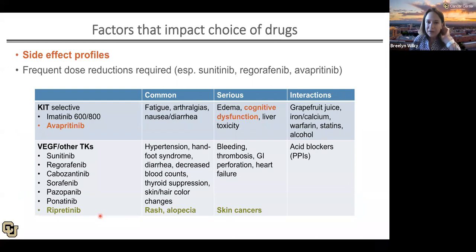The other factors that impact our choice of drugs include side effect profiles. And so again, this is just a summary. Most of you know this. Looking at the differences between KIT selective drugs, so imatinib, especially at higher doses, and our new player avapritinib, compared to the other TKIs that are a little bit broader. They hit other targets besides KIT, including vascular growth factor. And so just to remind you, one of the big issues with avapritinib is this cognitive dysfunction. So patients have trouble thinking. This is the chemo brain, but taken way further, where there's actual measurable abnormalities in memory and other function.